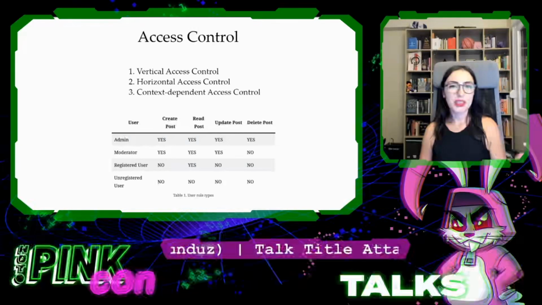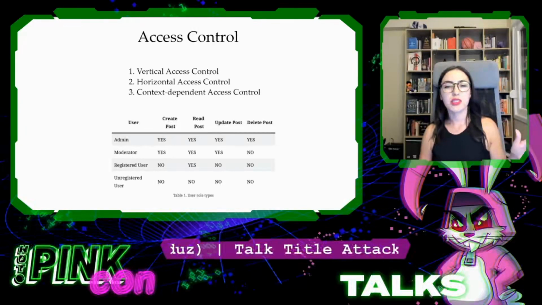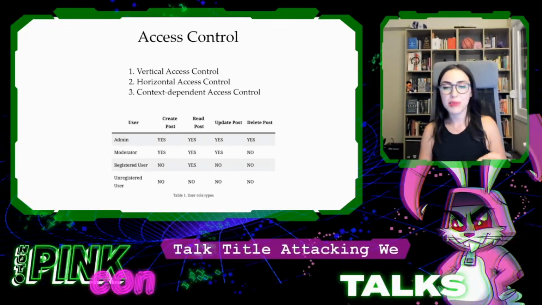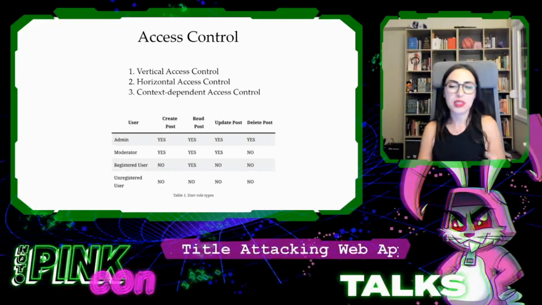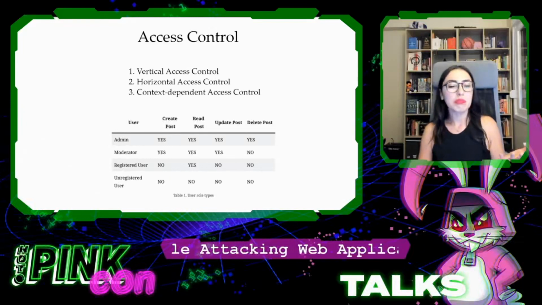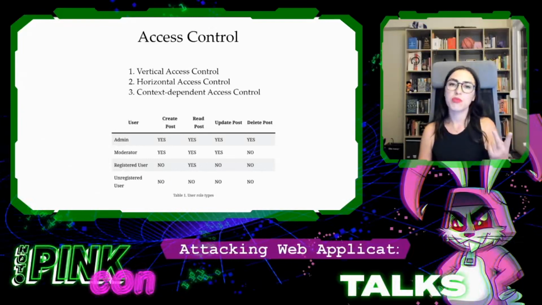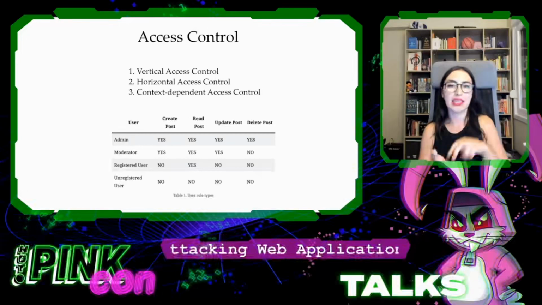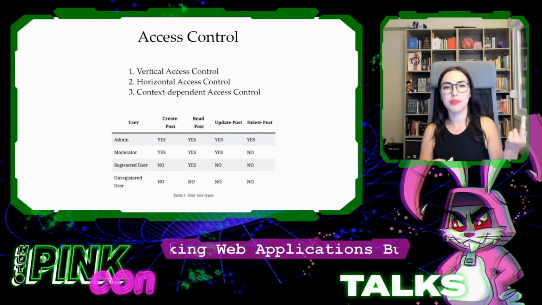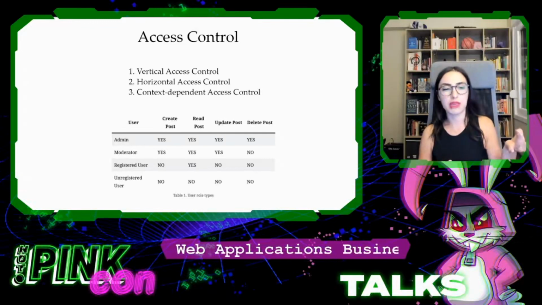So if we are clear about vertical access control, let's talk about horizontal access control. Horizontal access control, on the other hand, aims to control access to resources by users who have the same ability, which means we have two users at the same level. They can be two moderators, for example. And let's call them user A and user B.